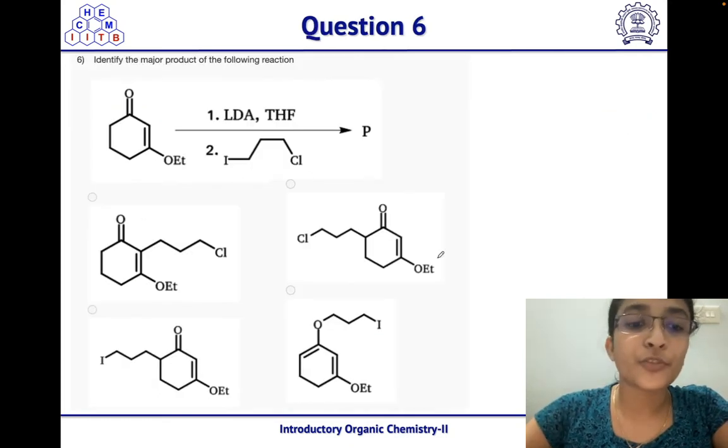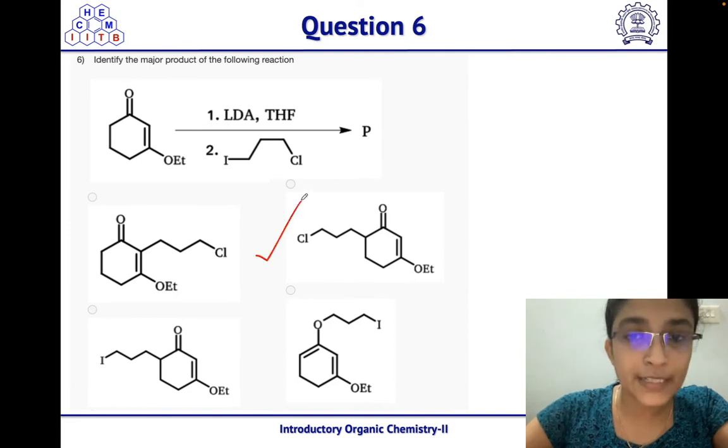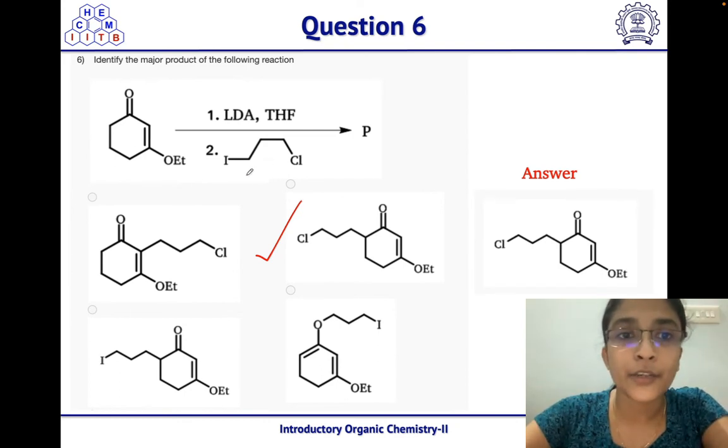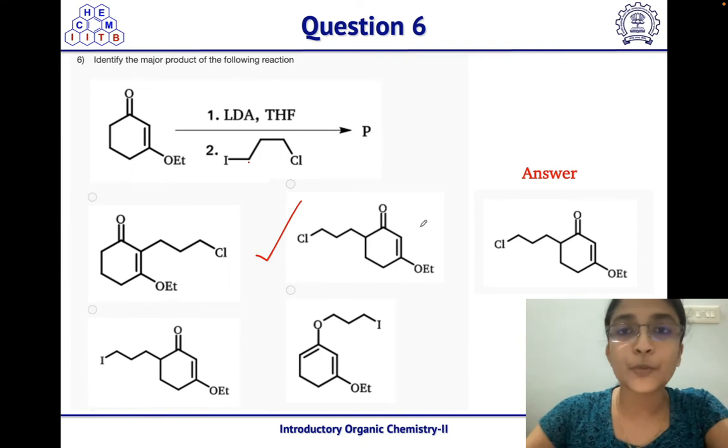So, out of these four options, the right option will be this, as we have seen in the mechanism. I hope it is clear for everyone why this is the major product. First, lithium enolate will form, and then it will attack at this position because iodine is a better leaving group, and we will get this as the alpha alkylation product. This is clear, right? Any doubt? No, ma'am. Okay. We will move to question number 7.